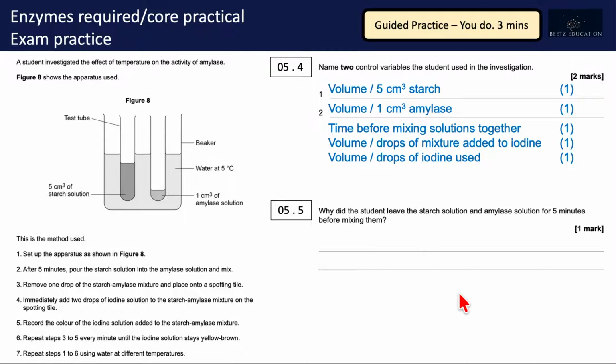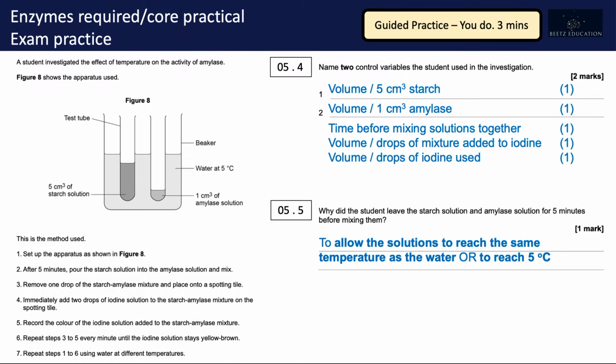And for the next question, why the student left the starch solution and amylase solution for 5 minutes before mixing them, that was to allow them to reach the same temperature as the water in the beaker that they're sat in. 1 mark for that.